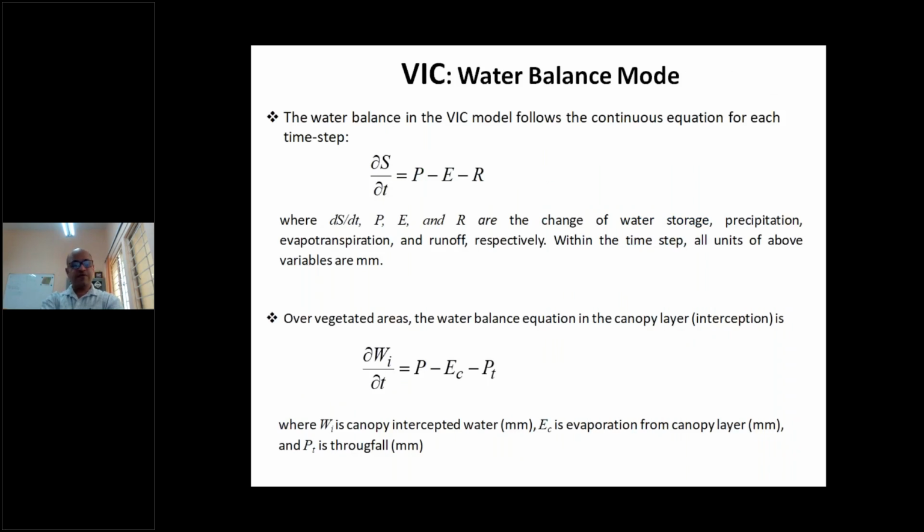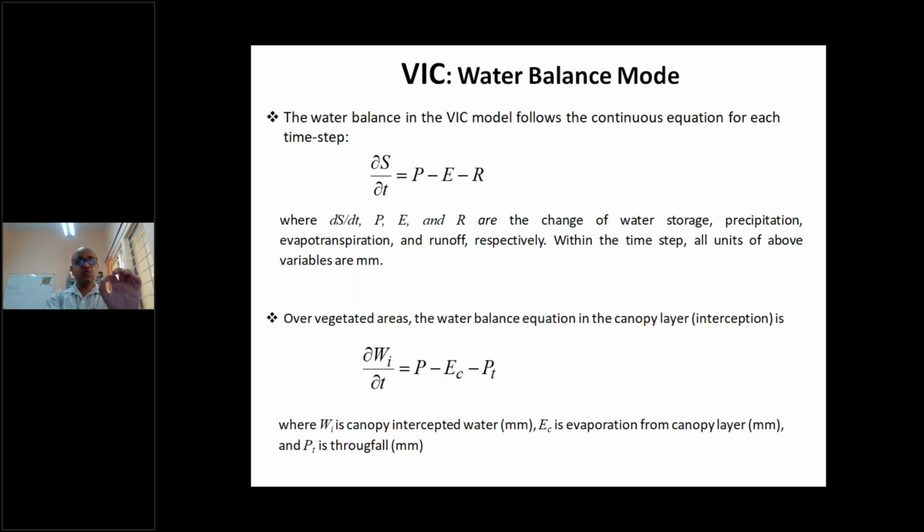Because of paucity of time, we'll not go into details of this model. I have some of the equations, but we'll only try to use equations which are very essential. Basically, it tries to solve the water balance, which says the change in storage of water with respect to time is equal to precipitation minus evaporation minus runoff. So this is the basic principle here.